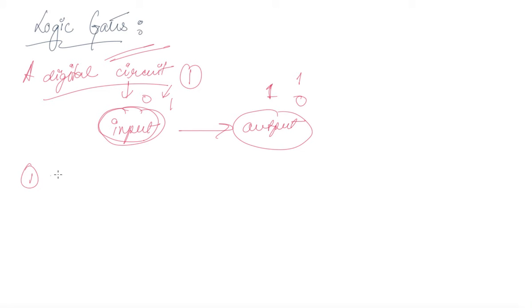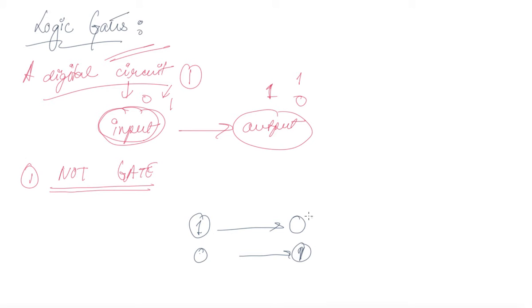And the first logic gate that you have is your NOT gate. Now, what is the logical relationship of the NOT gate? If you look at the NOT gate, you will see that if 1 is your input, then the output will be just the opposite. If our input is 0, then the output will be 1. So this is the basic function of the NOT gate.